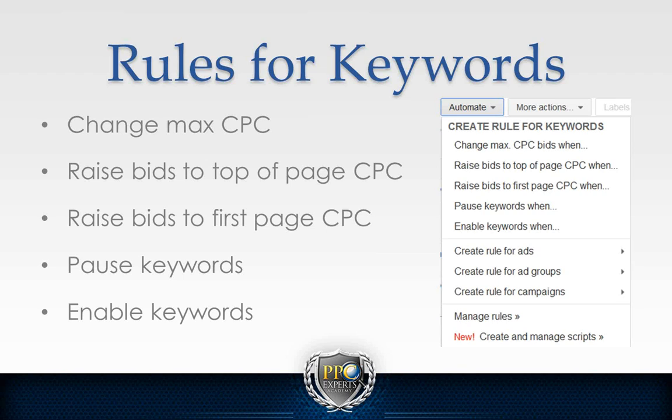And this is the one that I tend to use the most, which is the rules for keywords. So you can change the max cost per click, or CPC. You can raise bids to top of page CPC. You can raise the bids to the first page CPC. And you can pause keywords as well as enable keywords.